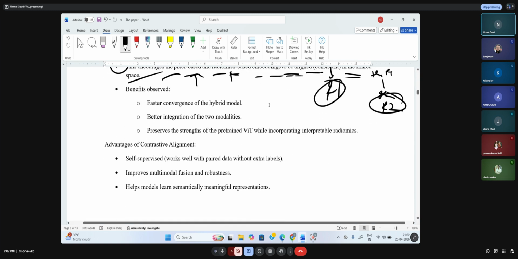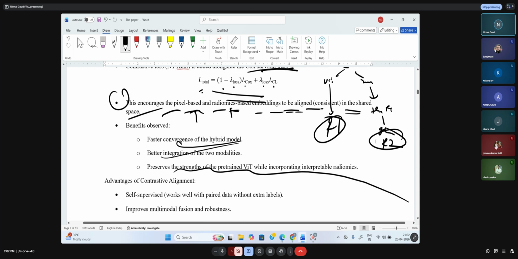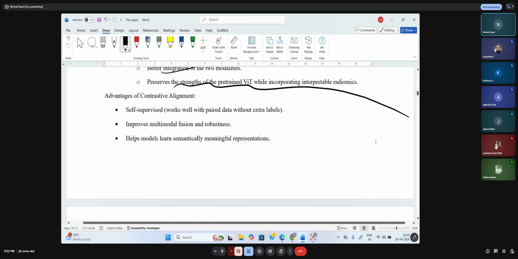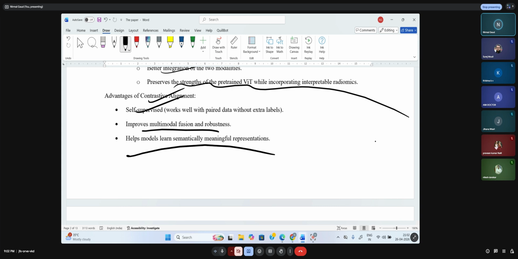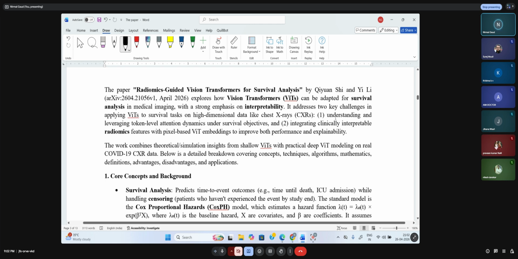Some benefits: faster convergence, better integration of different modalities, and preserving the strength of the vision transformer. So right now we are not only interested in the vision transformer, we are taking it along with the traditional, statistical-based machine learning technique. Two branches we have made: one for the vision transformer, one for the traditional technique. The advantage of contrastive alignment is that it is self-supervised and helps the multimodal model learn semantically meaningful representations. So these things happen.